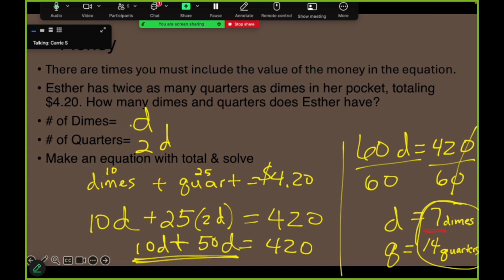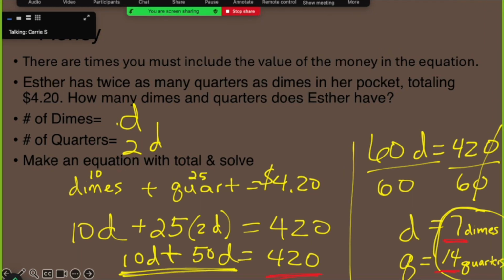Yes, we're going to take 10 times 7 and 25 times 14 and add those numbers together. I hope we get 420 out of that. It's verifying it. I got it. You did get it, Ben? Okay. All right. I trust it now that we have 2 people.